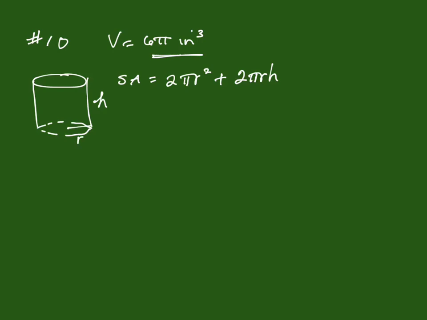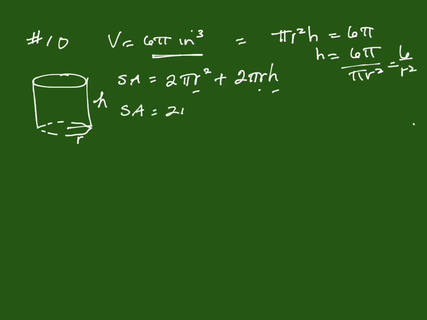All right, well, we have 2 variables in here. We have r and h, so let's get rid of h by using the volume. So the volume of a cylinder is the area of the base times the height, which is pi r squared h. So that's equal to 6 pi. So h is equal to 6 pi over pi r squared, or 6 over r squared. So replace that in surface area: 2 pi r squared plus 2 pi r times 6 over r squared.